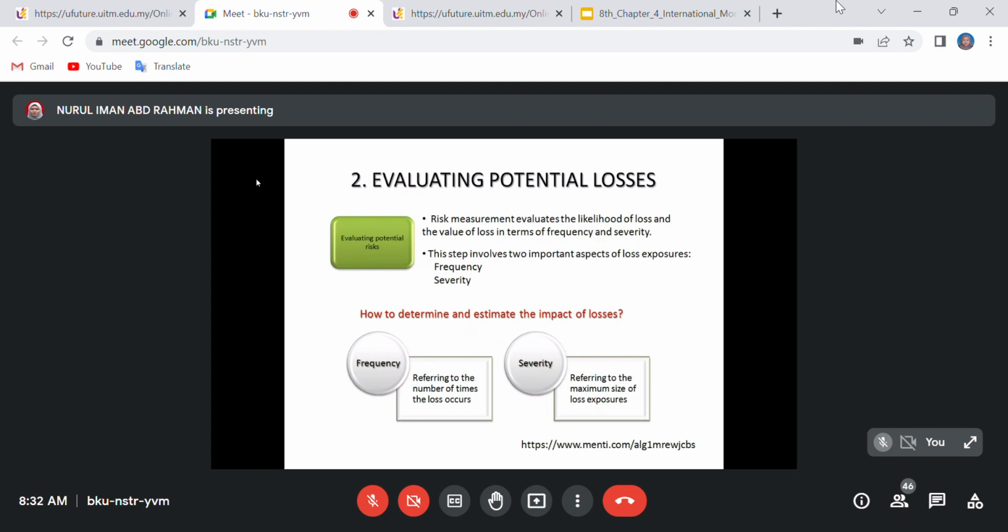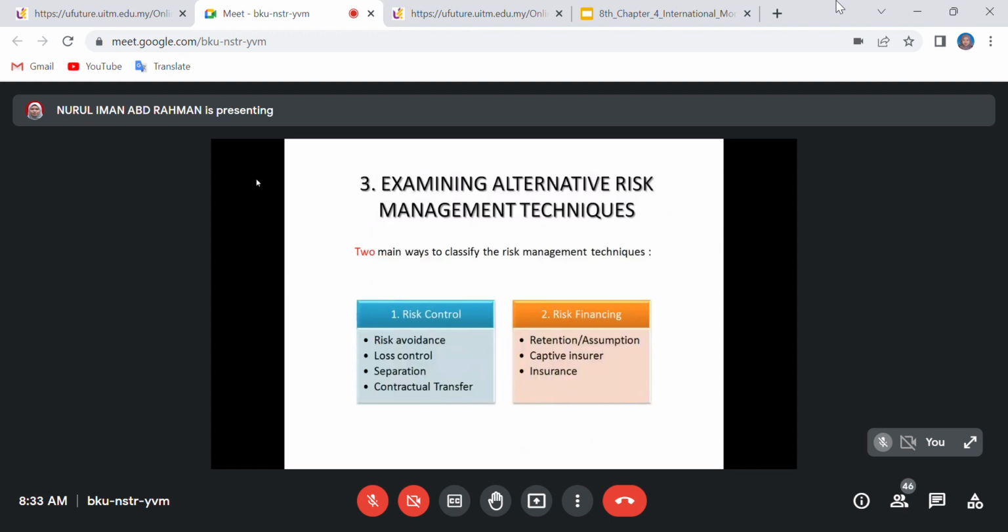After you already identify, you must evaluate. Evaluate how? You must make sure you know the severity and also the frequency of the risk. Lalu jadi ke tak, teruk ke tak jadi. Okay, and then the third step, after you already learn on the frequency and severity of the risk, now is the way for you to control. How can you control? By using these two techniques, risk control and risk financing.